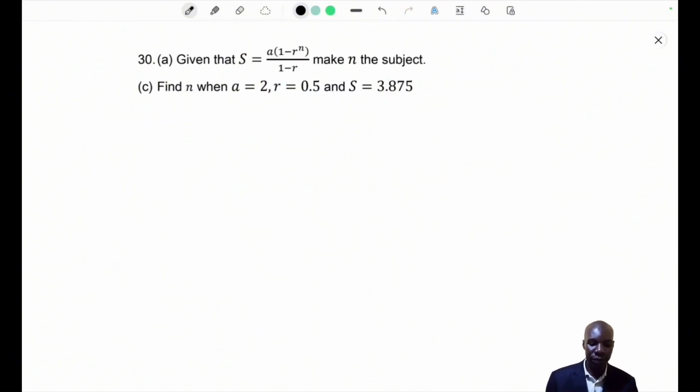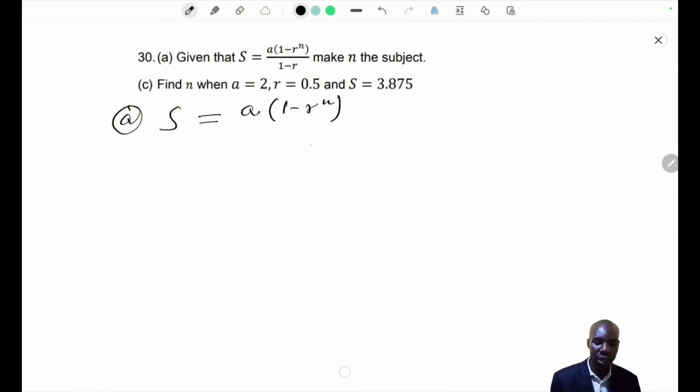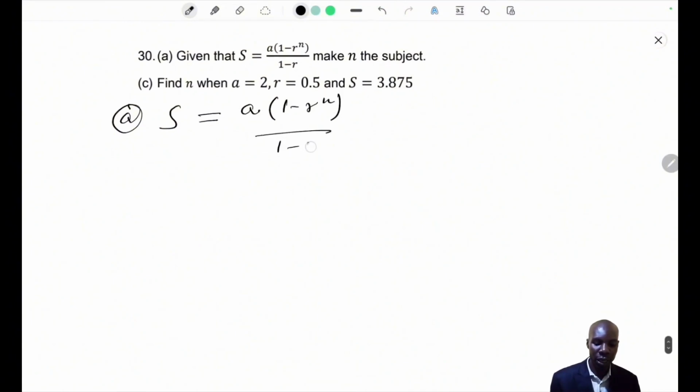Number 30. Given that S is equal to A times (1 minus R to the power N) over (1 minus R), make N the subject of the formula. So the first question is, we are given S equals A in bracket 1 minus R to the power N over 1 minus R. We want to make N the subject of the formula.